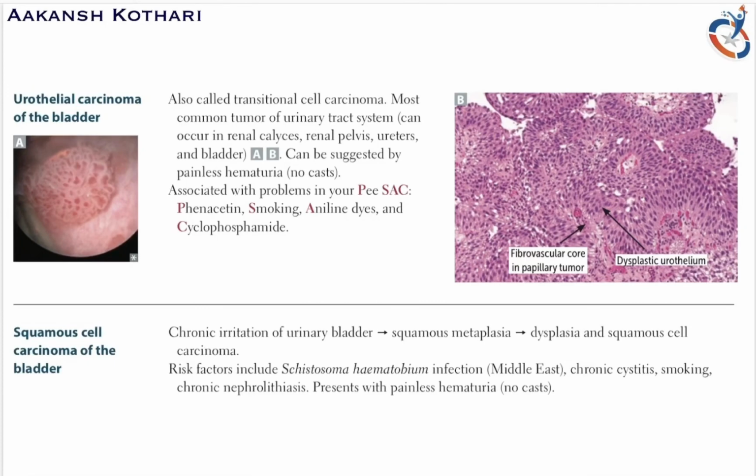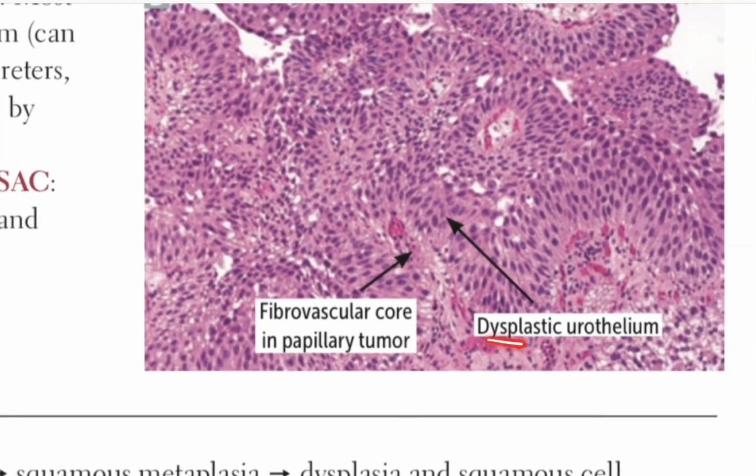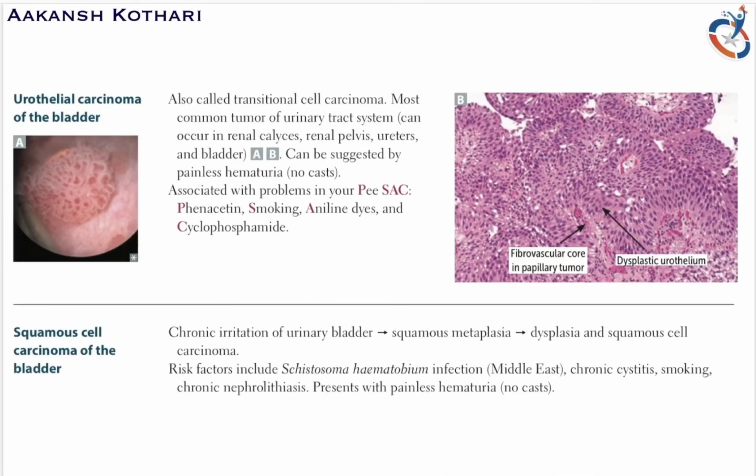Now, it can be associated with phenacetin use, smoking, aniline dyes, and cyclophosphamide. These are the most likely associations of urothelial carcinoma: phenacetin, smoking, aniline dye, and cyclophosphamide. Is it clear? We can look at the histology part. There is dysplastic urothelium over here, and there is a fibrovascular core in the papillary tumor. You can look at this part. This is the fibrovascular core in the papillary tumor.